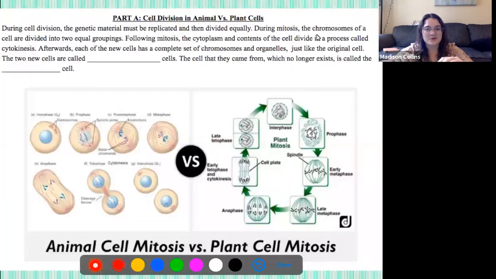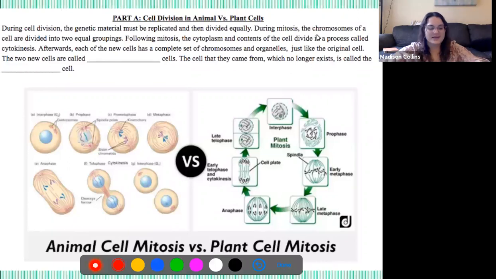Which leads us to part A, cell division in animal versus plant cells. So by now we know that cellular division happens in multicellular organisms, right? This happens in humans, this happens in plants, this happens in animals. But it's going to look a little bit different in animals versus plant cell division. And we're going to figure out why in just a second. But the first thing we're going to do is read through a passage. So as always, follow along with me as we read this, make any annotations on your paper, and then we're going to use that information to answer questions 1 through 3.